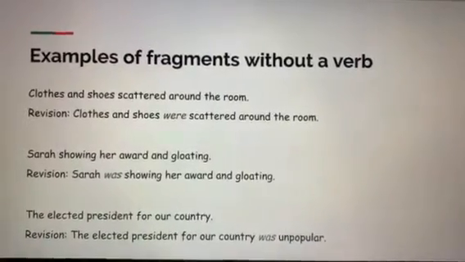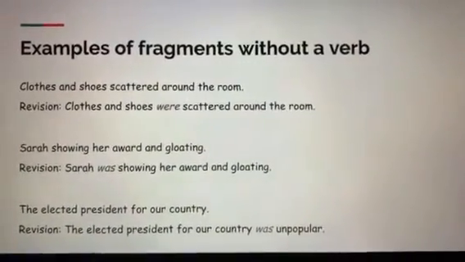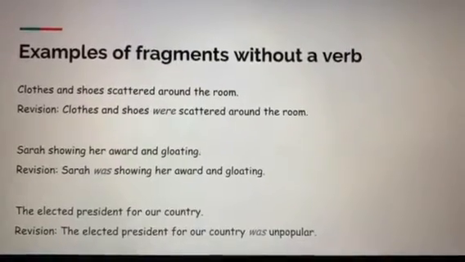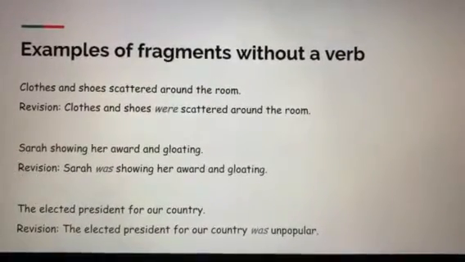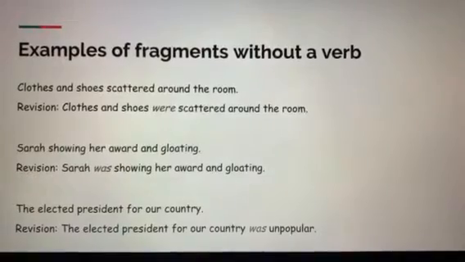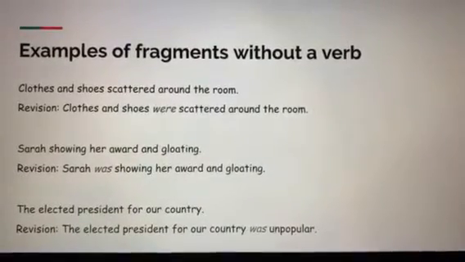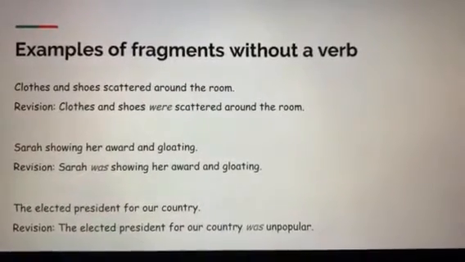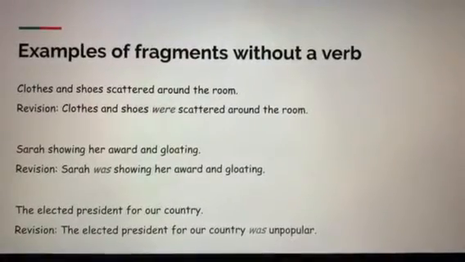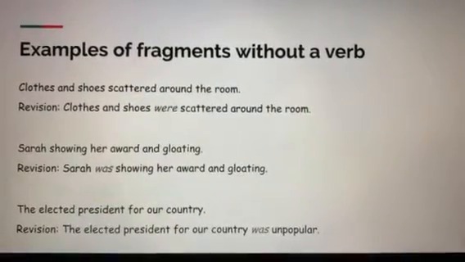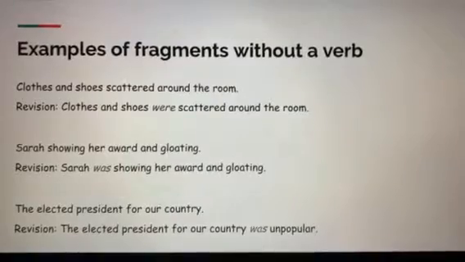Examples of fragments without a verb. These are some examples of fragments you might find in your writing or others that don't have a verb in it. Clothes and shoes scattered around the room. This doesn't make much sense because it just is stating something without a verb, and so we would have to add were in the revision to make it make sense. Clothes and shoes were scattered around the room.